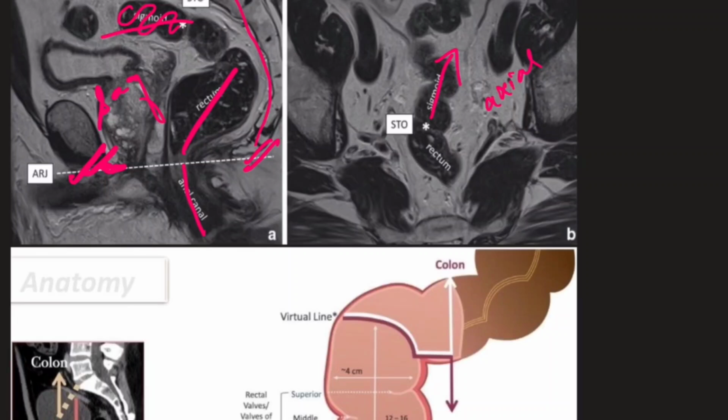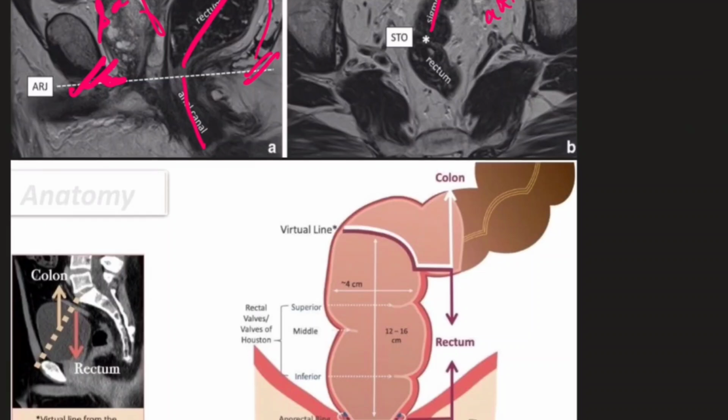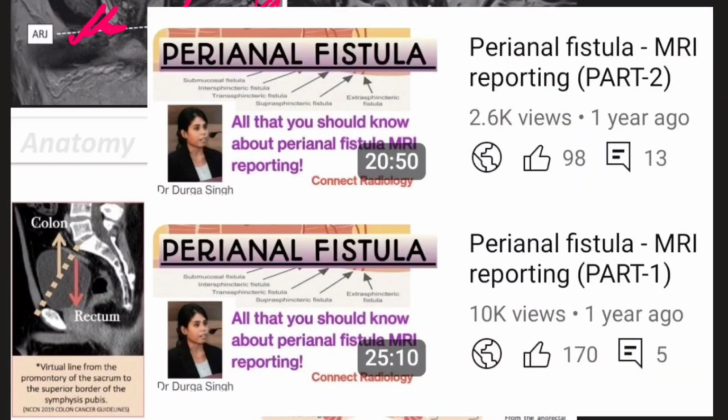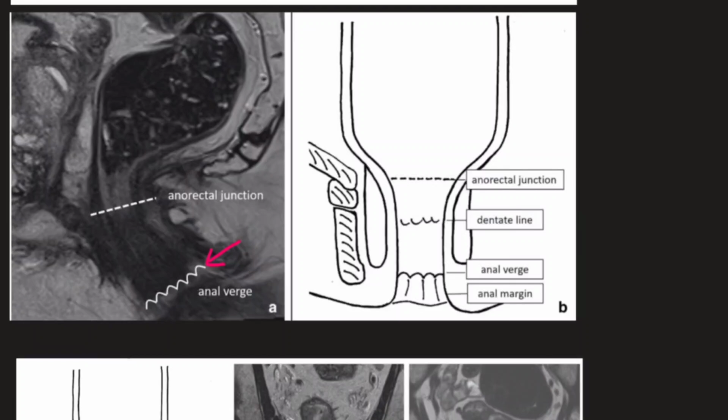A detailed discussion of the anal canal and its sphincter anatomy is already there in my previous video on perianal fistula, so briefly we are discussing it here. The dentate line lies midway in the anal canal, but is not palpable by the surgeon nor visualized by us radiologists. What we can see is the anorectal junction, which is 1 to 2 centimeter proximal to the dentate line. Okay, and we have already discussed how to identify this anorectal junction.